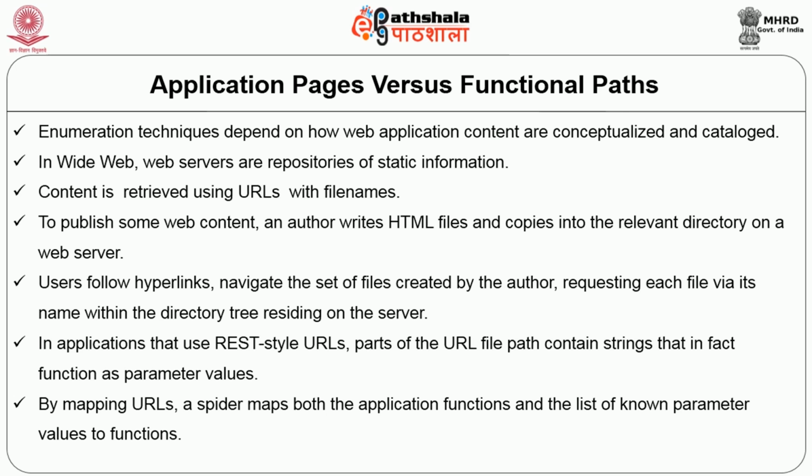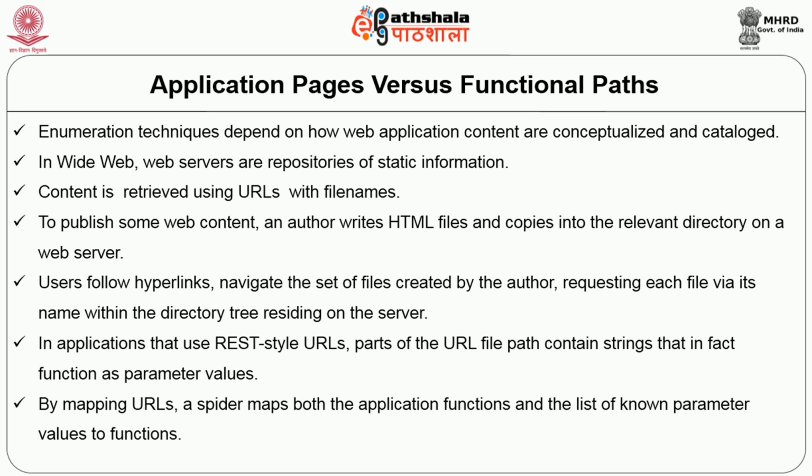REST suggests that within the URL you specify the function as well. Suppose I want to browse through the department computer, my URL will contain computer, and if I want to go through the information technology department, my URL would contain information technology. So I would land up in the exact page of that function. In this situation, by mapping URLs, a spider maps both the application functions and the list of known parameter values to those functions.